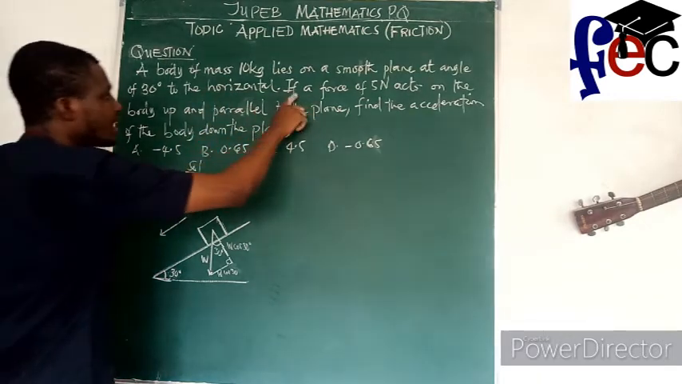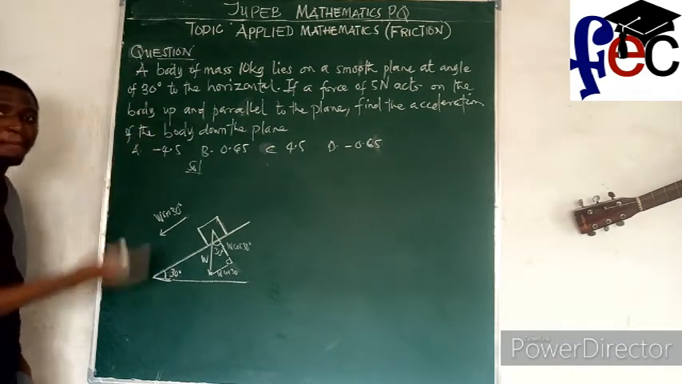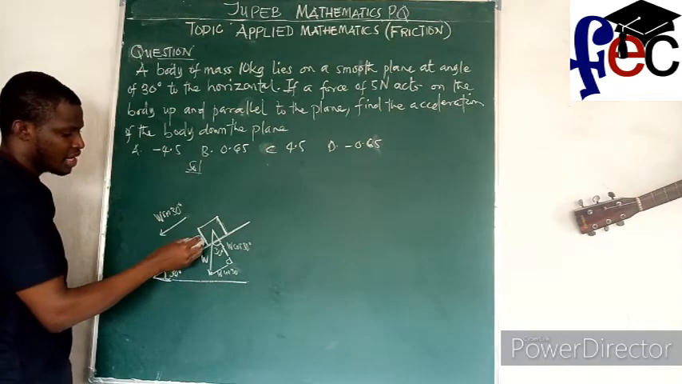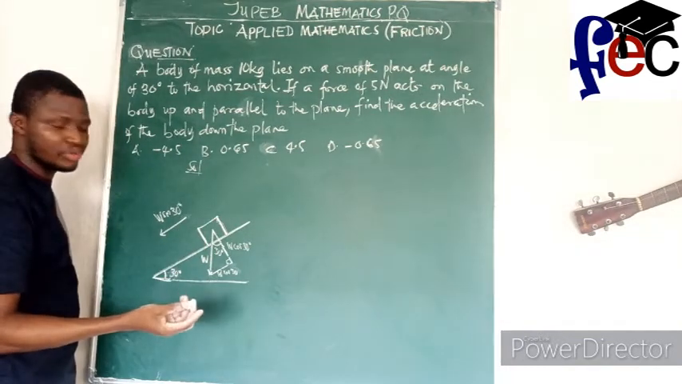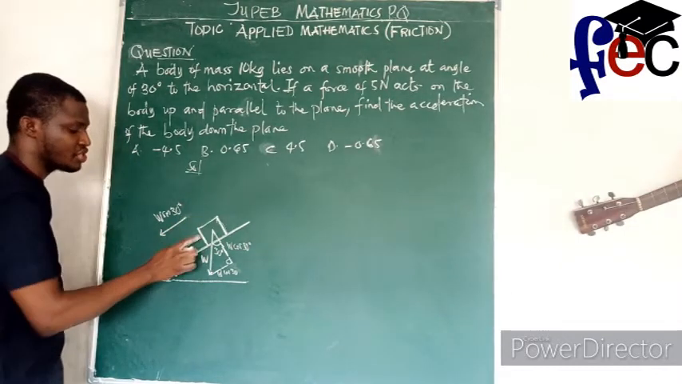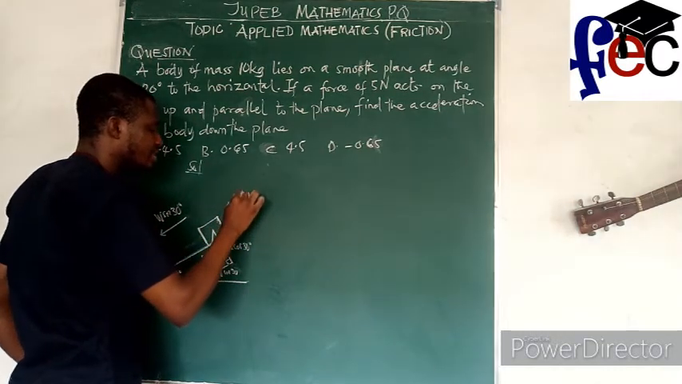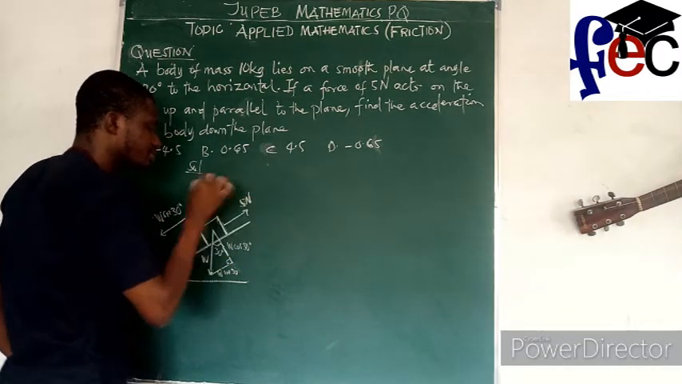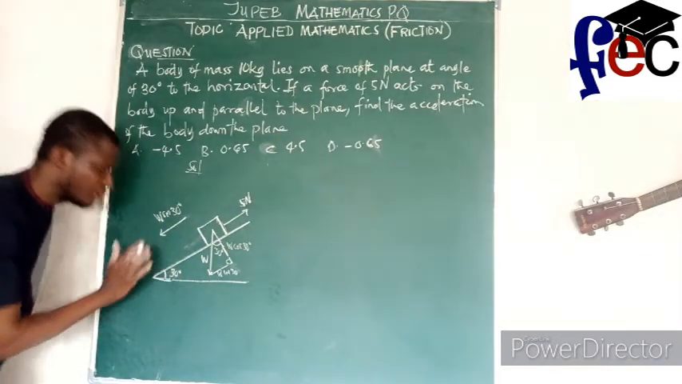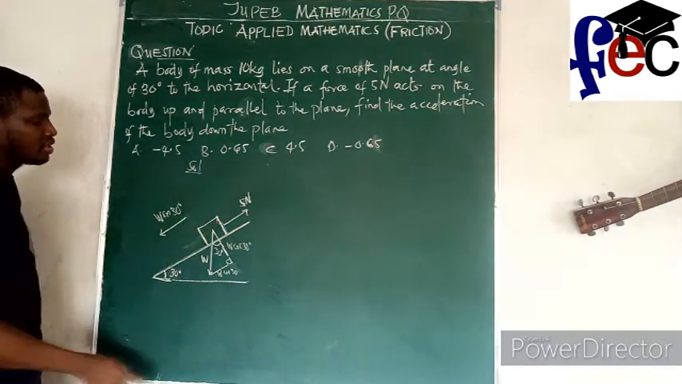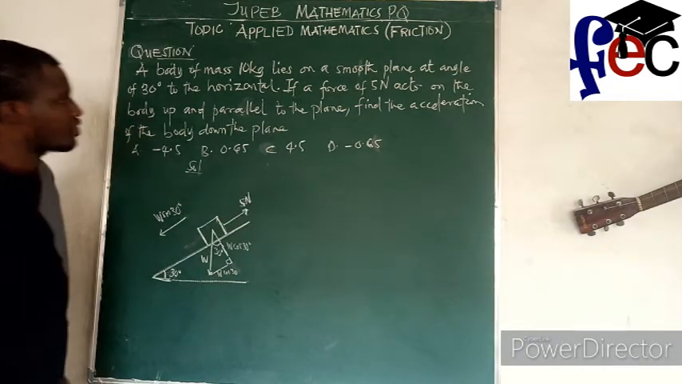But we were told that a force of 5 Newton acts on the body up and parallel to the plane, that means we have a force of 5 Newton. There are two ways of doing it. It's either you apply it here, trying to push it this way, or you apply it here, 5 Newton acting on the body up the plane. You know, the force can be used to pull, or the force can be used to push the body up the plane. So let's take that as our own conventional direction.